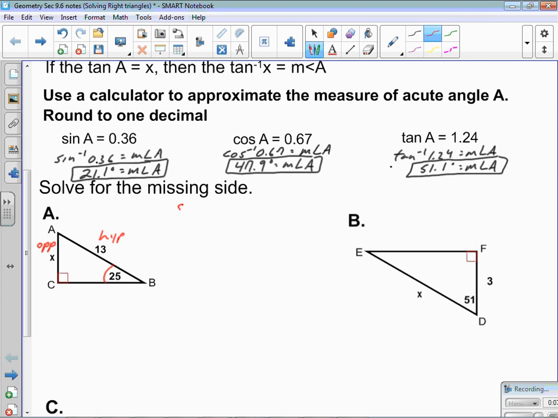So sine equals opposite over the hypotenuse, right? So we know that the sine of 25 is going to equal the opposite side, which in this case is our x, over the hypotenuse, which is 13.